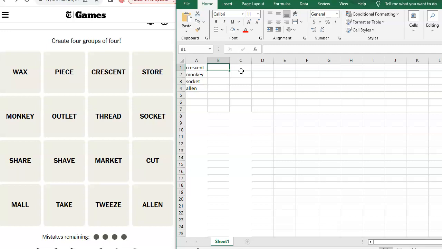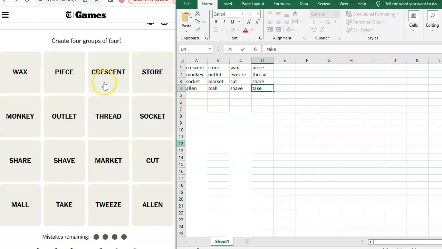Wax paper. Let's do store, outlet, market, mall. Then let's do wax, tweeze, things you can do with hair, cut, right? And shave. And what does that leave over? That leaves piece, thread, share, and take.